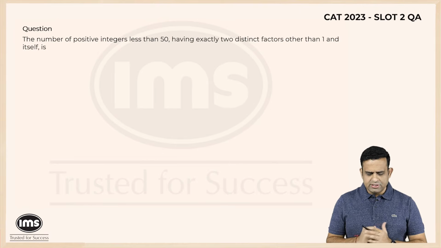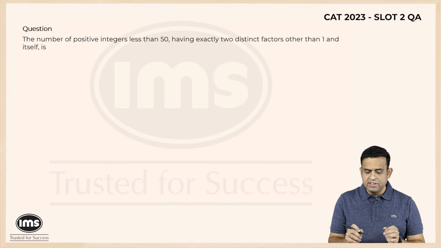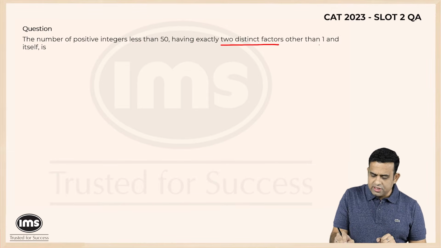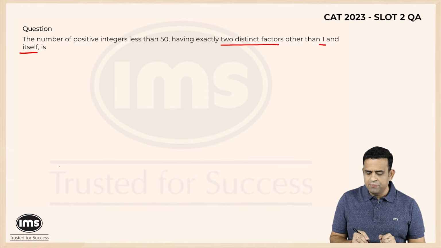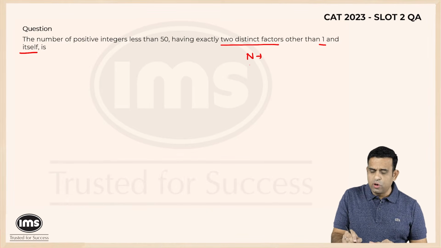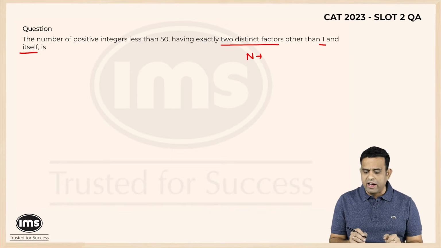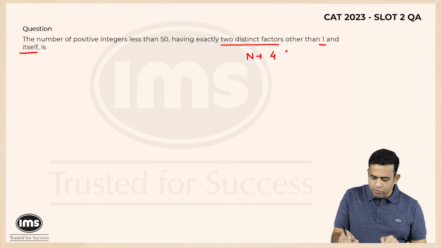In the next sum, it says the number of positive integers less than 50 having exactly two distinct factors other than 1 and the number itself. So it simply means that the number is going to have a total of 4 factors. So apart from 1 and the number itself, it has 2 distinct factors. So the number n needs to have 4 factors.